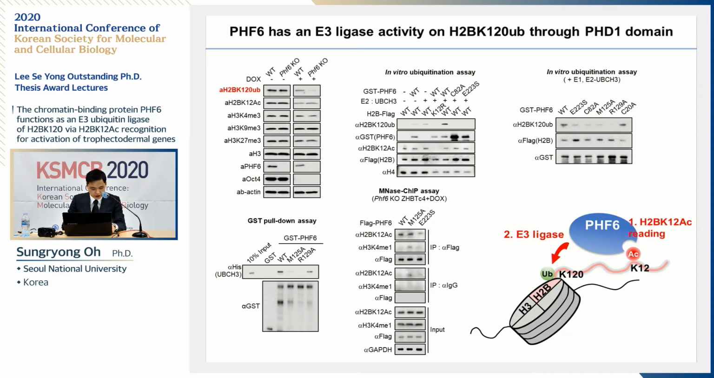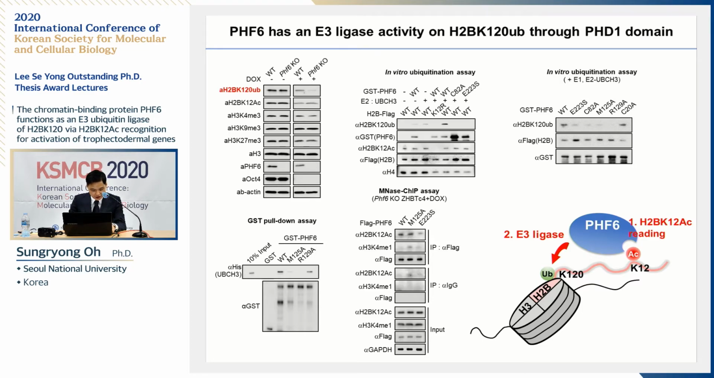As a result of comparing the levels of several histone modifications, I found that the level of H2BK120 ubiquitination was decreased in PHF6 knockout ESCs upon doxycycline treatment. Therefore, I checked whether PHF6 has E3 ligase activity against H2BK120ub by in vitro ubiquitination assay. As a result, it is confirmed that PHF6 has acetylation-dependent E3 ligase activity against H2B ubiquitination. I also found that E3 ligase activity disappeared even if only one of the EPHD domains was destroyed.